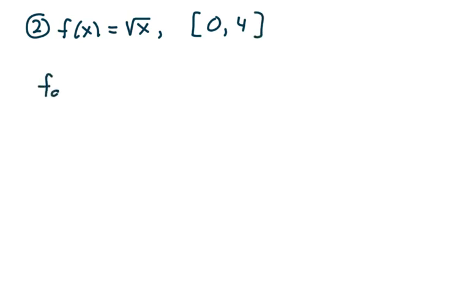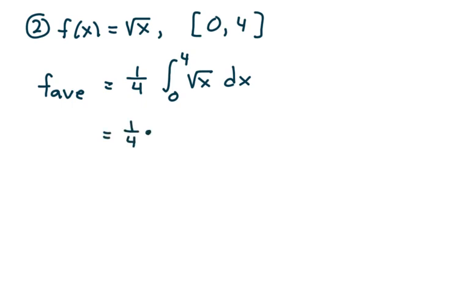If we take a look at problem 2, we get f of x equals square root of x. And the interval here is 0 to 4. And so the average value of f is 1/4, right? Because 4 minus 0 is 4, times the integral from 0 to 4 of square root of x dx. So this is 1/4 times, we get 2/3 x to the 3 halves, evaluated from 0 up to 4.